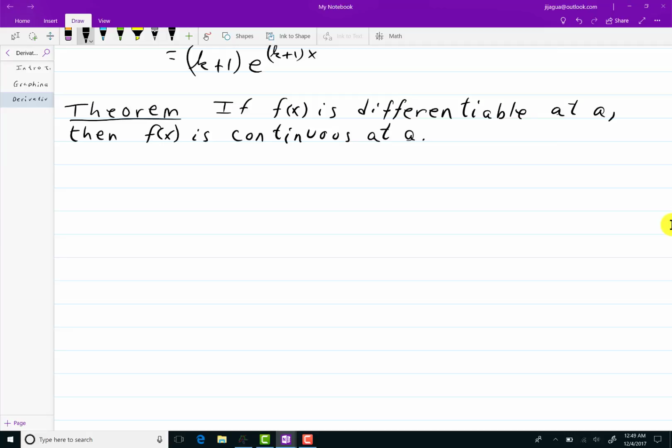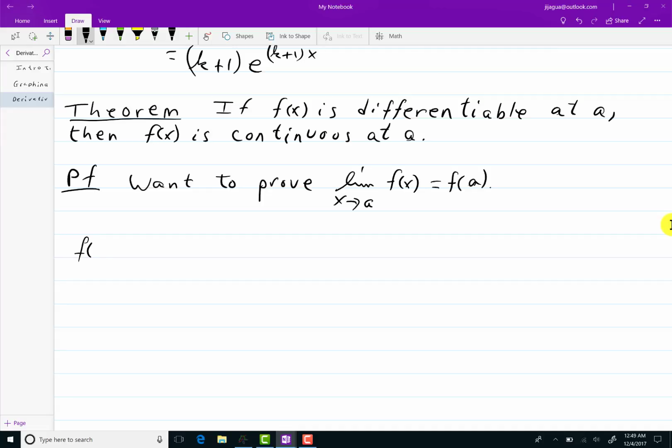So the proof goes something like this. We want to prove that the limit as x goes to a of f of x equals f of a. That's exactly the definition of continuity. And usually when we're dealing with continuity, we start looking at things like f of x minus f of a, but usually with an absolute value. But I'm not going to do that right now. I'll show you why.